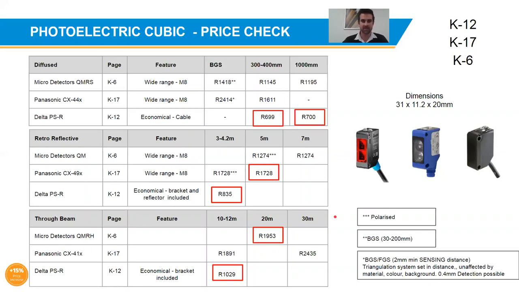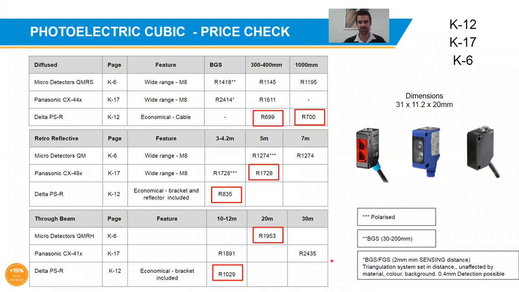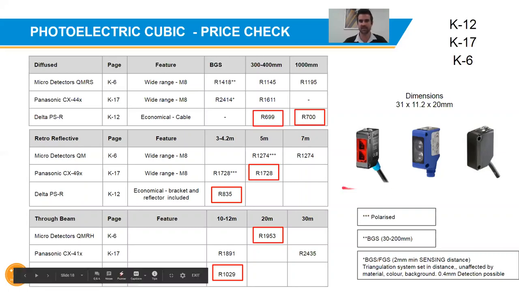The through beam type, 10 to 12 meters, we've got a Delta option that comes in very good. The 20 meter, we've got an MD option, and 30 meter, we've got a Panasonic CX41 option. Again, spread across the catalog, and I hope these tables can make you find the correct sensor to use for each application.